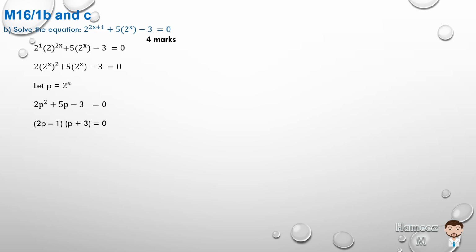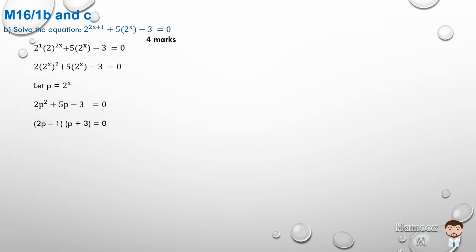And we can use the laws of indices and split up 2x. So we can say (2 to the power x) squared plus 5 times 2 to the power x minus 3 is equal to 0. So we have the same brackets, so let's substitute for that. Let p be equal to 2 to the power x. So the equation now becomes 2p squared plus 5p minus 3 is equal to 0.